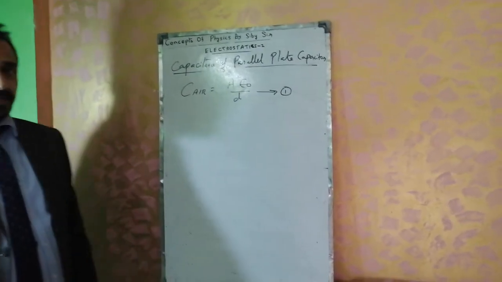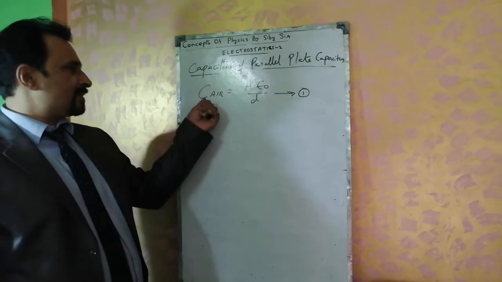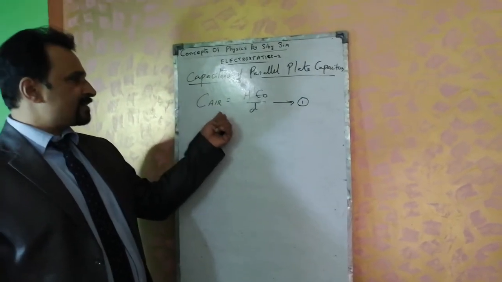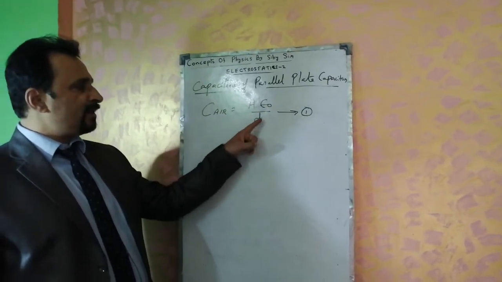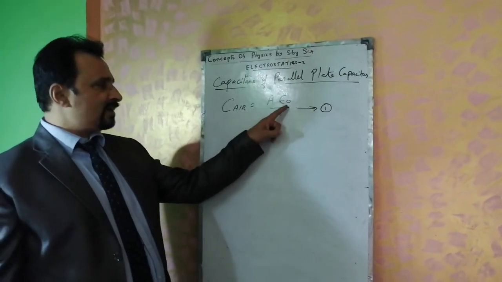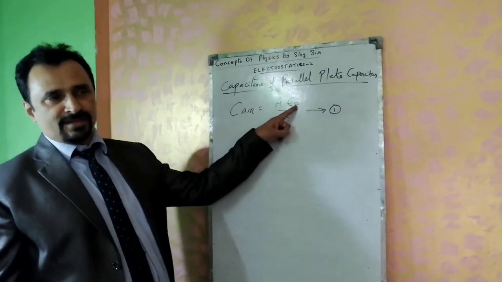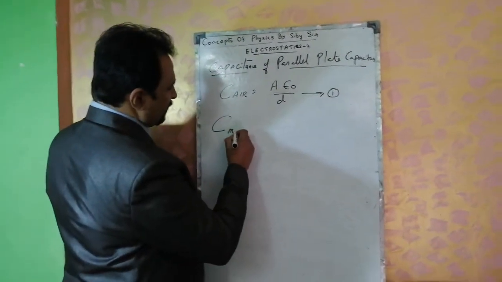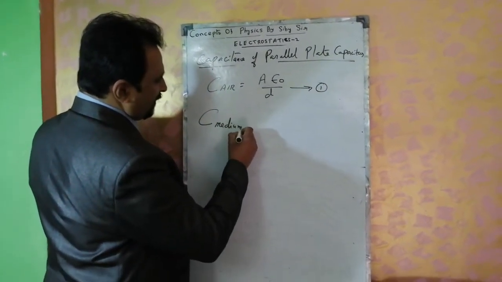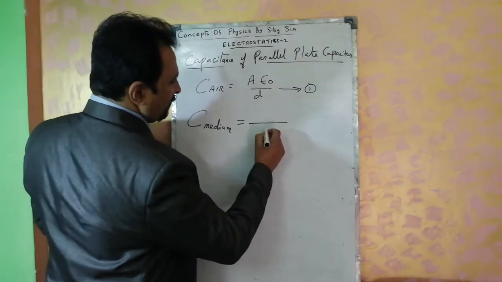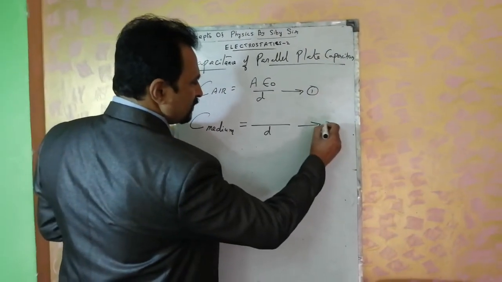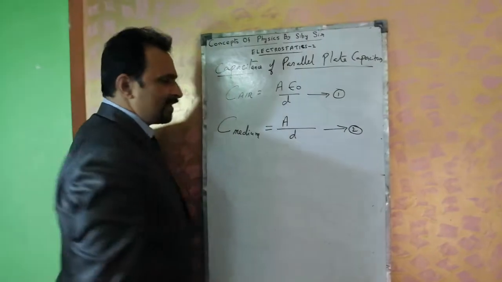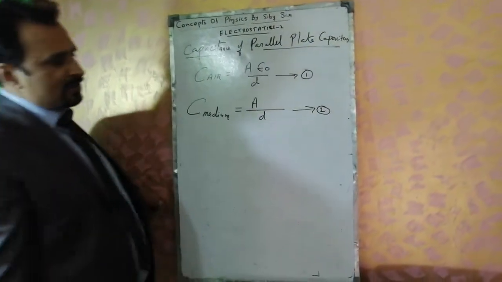If air is the medium between the plates of the capacitor, then the expression for capacitance is A epsilon naught by D. This epsilon naught indicates that air is the medium between the plates of the capacitor. If the space of the capacitor is filled with a medium other than air, then for the same capacitor, there is no change in D, there is no change in area. Now instead of epsilon naught, what is coming?